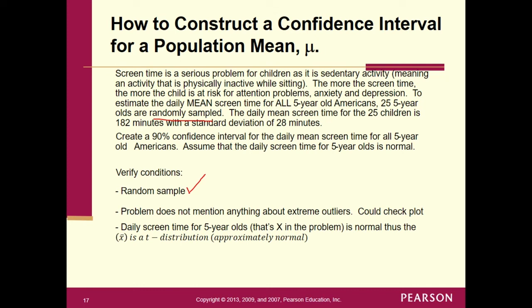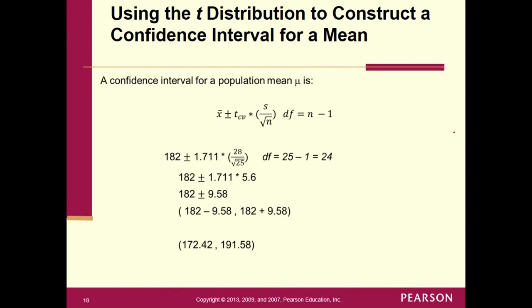Here, let's see, the daily screen time for 5-year-olds, that's X in the problem, is normal. Notice that we said that here. Assume that the daily screen time for 5-year-olds is normal. That was for this last condition. All right, thus the sampling distribution of X bar is what? A t-distribution. It's approximately normal, right? So we have our conditions. Good. Moving on.